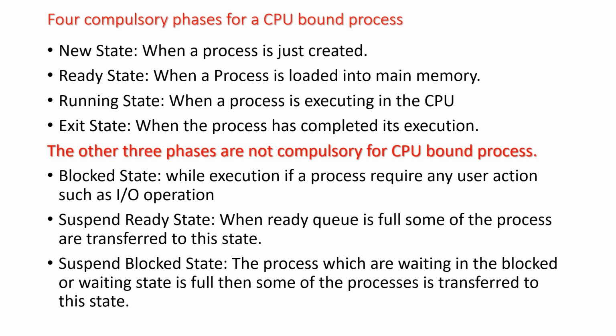Then the other 3 phases which are not compulsory for a CPU-bound process are the block state, suspend ready state, and the suspend block state. Block state is when, during execution, a process requires any user action such as an IO operation, then the process is brought from the running state to the block state. And suspend ready state, when the ready queue is full, some of the processes are transferred to the suspend ready state. And what is the suspend block state? When the processes which are waiting in the block state get full, then some of the processes from the block state are transferred to this suspend block state.